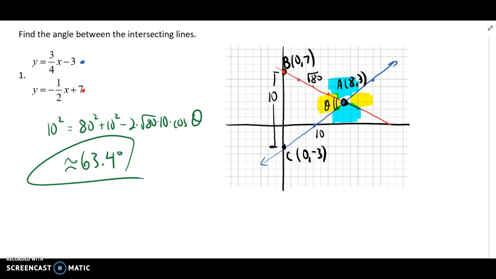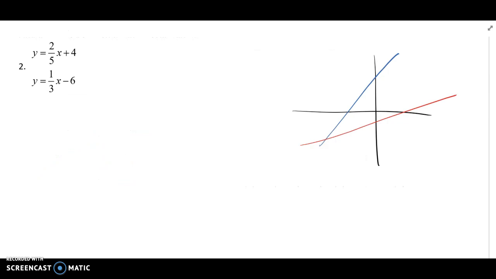In order to find this other angle, maybe you could have used this point, point B, and the original point A to work on that triangle, but that's just preference. Next example, we have 2 more lines that are intersecting with each other, and I'm exaggerating them a little bit. This is 0, 4. It's the y-intercept of the top one. This point down here is 0, -6. It's the y-intercept of the bottom one.